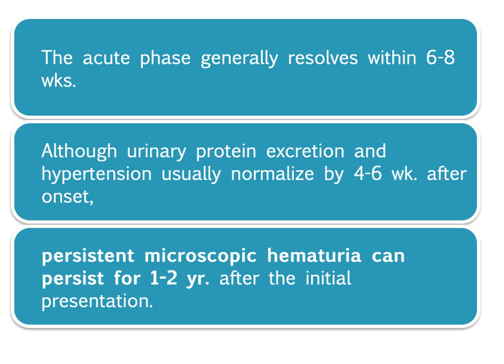The acute phase of the illness generally resolves within about 6 to 8 weeks. After that, the hypertension is usually normalized and the urinary protein excretion returns to normal. However, the patient may continue to have persistent microscopic hematuria for up to 1 to 2 years.